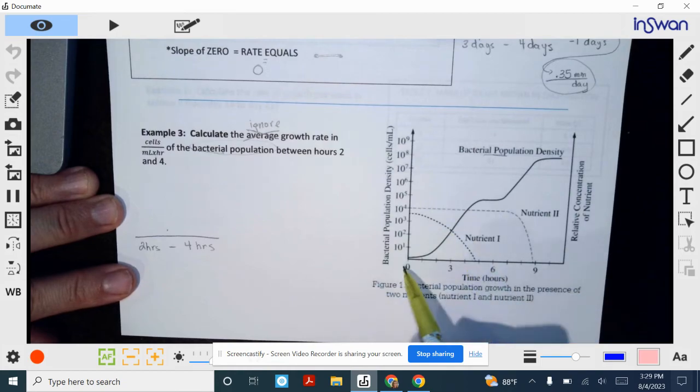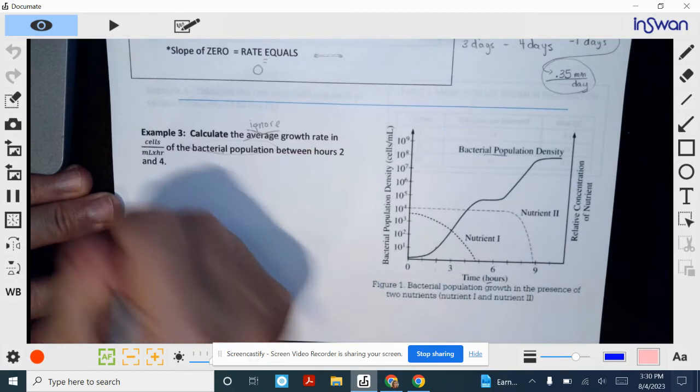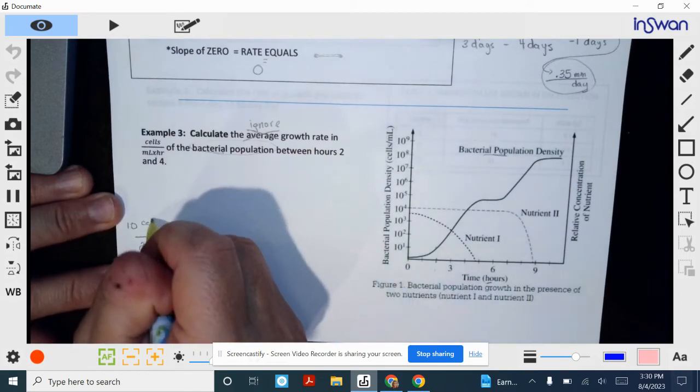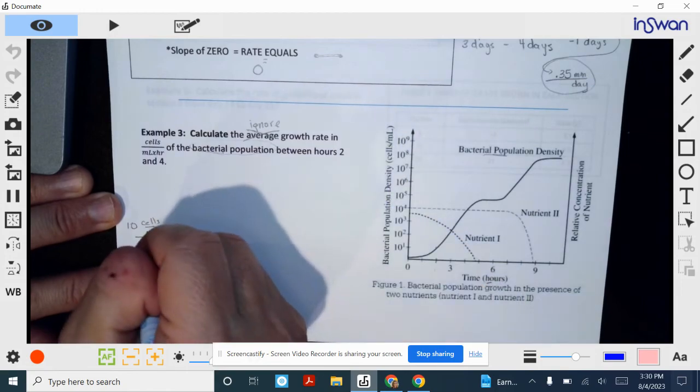So let's take a look at our 2-hour mark. So here's hours. This would be 2 right here. Okay. So let's take a look at our bacteria population size. And this is where it's going to be a little bit confusing for some of you. You got to know some math. 10 to the first power is 10. So at 2 hours, my bacteria population is 10 cells per milliliter. So I'm going to write 10 cells. Keep your units. Exactly what's right here. Cells per milliliter. So write cells per milliliter.